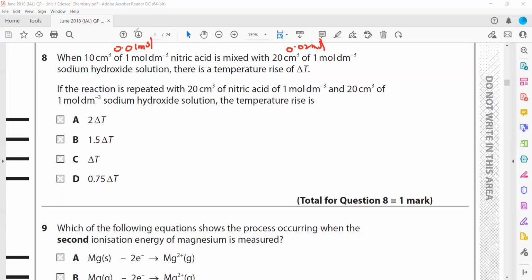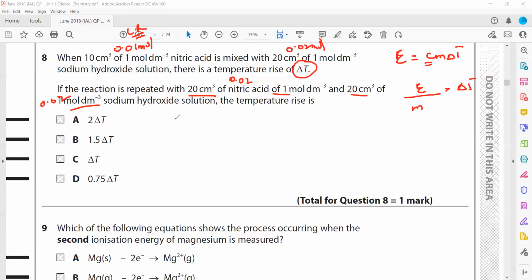So which is the limiting reagent? Nitric acid is the limiting reagent. So the temperature change, or energy release, is due to the limiting reagent. In the second reaction, we use 20 cm cube of 1 mole per dm cube, so 0.02 moles of each, and both will be used up completely. The question is, what is the temperature change? How to solve this? You have the formula E equals c m delta T. C is the specific heat capacity which does not change, so E divided by m is equal to delta T.